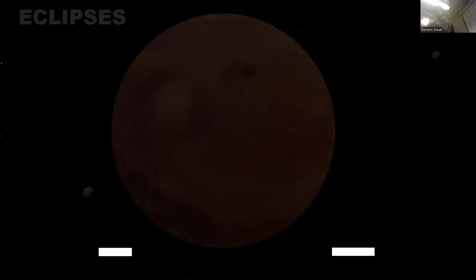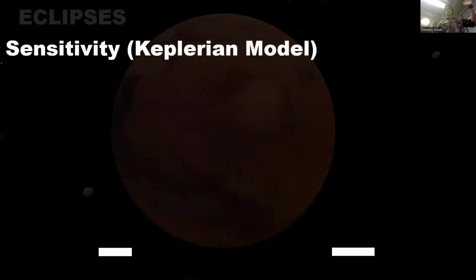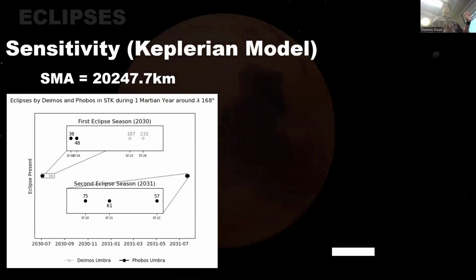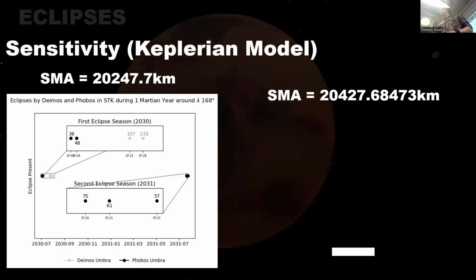Let's get rid of all the perturbations. Let's go back to basics. We're talking Keplerian. We're talking point mass. Let's choose the semi-major axis, 20,247.7. Okay, this is what we get. This is what we know. Let's plug in this very specific semi-major axis because it has no drift.